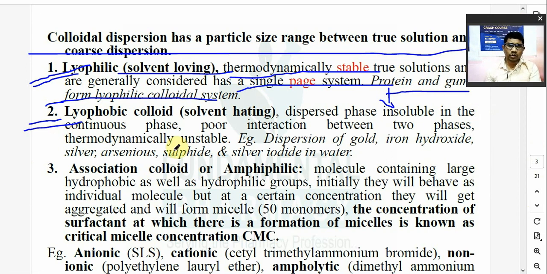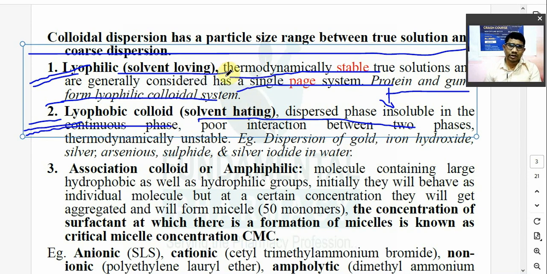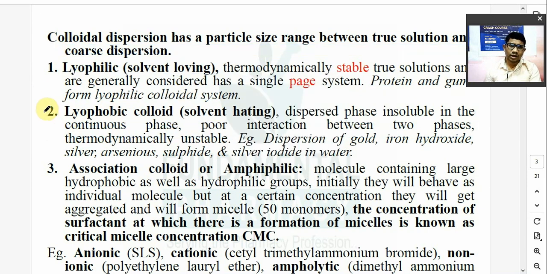So lyophobic colloids mean solvent hating, and the dispersed phase is insoluble in the continuous phase. In the lyophilic system, the dispersed particles have a great interaction with the dispersion medium. That's why the solvent will form one layer over the particles of the dispersed phase.